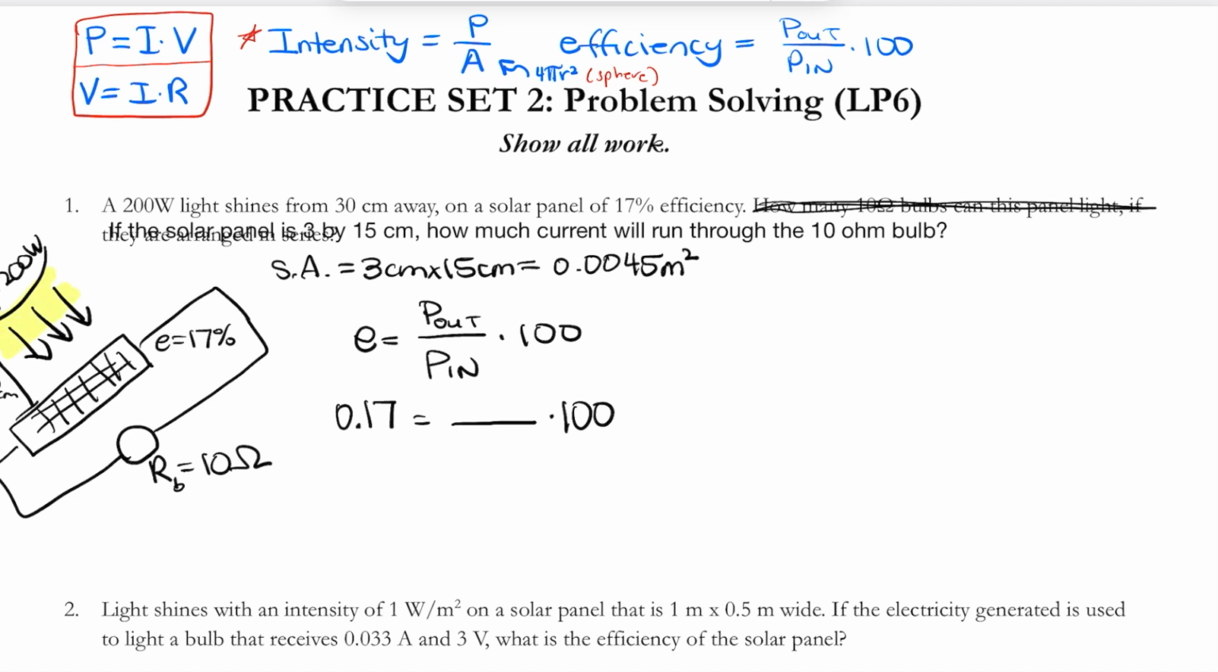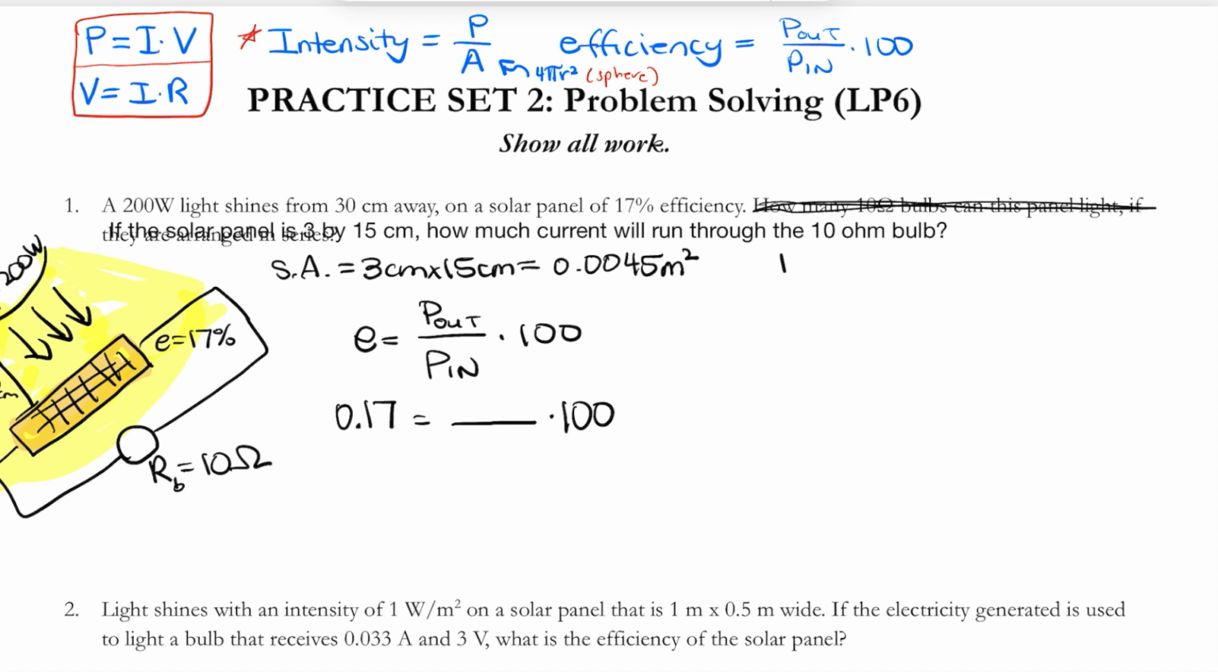The power from the light source is coming down and hitting the solar panel, but it also hits all of this too. It illuminates a big wide area. How much of it is actually hitting, and with what intensity is it hitting just the solar panel? So we need to find that out. That's what we're going to do first.